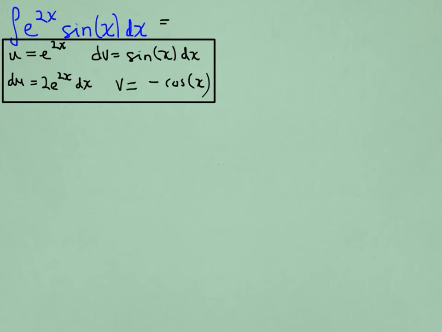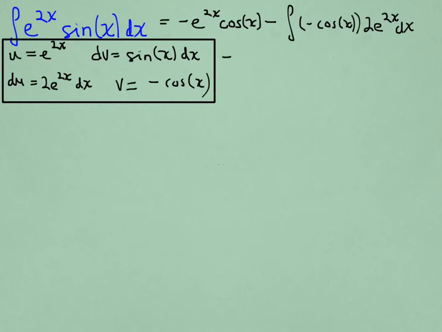We now run the integration by parts formula. It's going to be minus e to the 2x times cosine. I prefer to write the exponential first, so minus cosine times e to the 2x. Then it's going to be minus from the integration by parts formula, and then it's going to be v du. So minus cosine times this exponential part for the differential. Let's clean that up a bit.